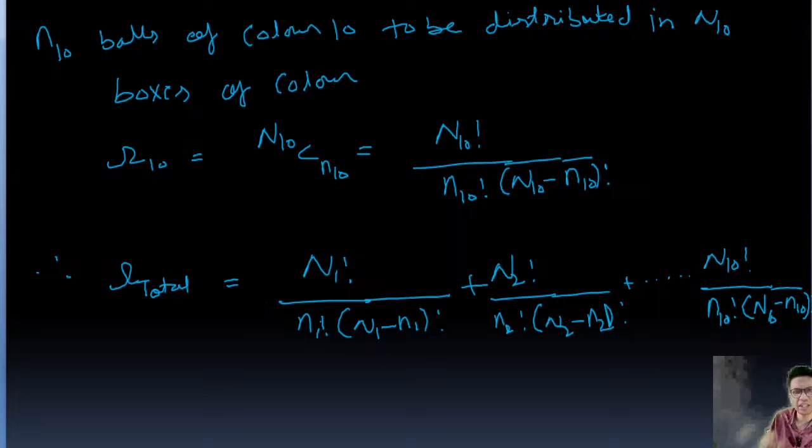So total entropy is going to be omega total, because these are 10, right? So 10 different colored balls to be filled in 10 different colored boxes. Okay, so we'll add it, right? We can add it like this.